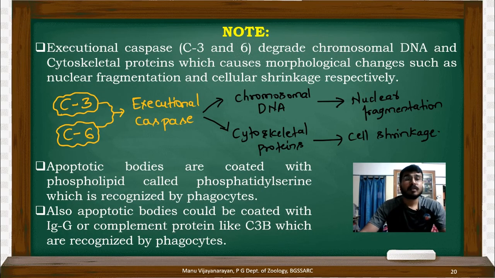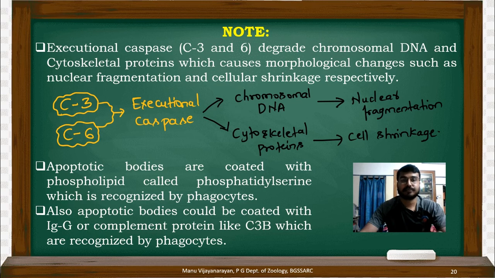As we all know, caspases are a special group of proteolytic enzymes which have the capacity to degrade the cell and are very well employed in the apoptotic mechanism. There are two categories of caspases, one being the initiator caspases and the second being the executioner caspases. The executioner caspases C3 and C6 have the capacity to degrade the genetic material or DNA content, and also the cytoskeletal proteins, which leads to nuclear fragmentation and cell shrinking respectively.